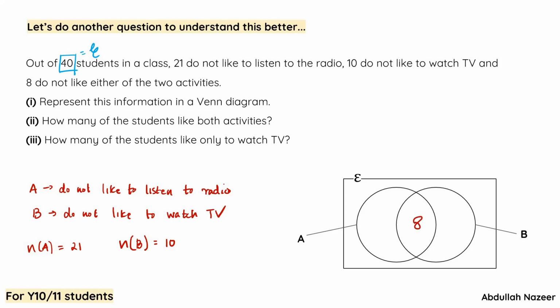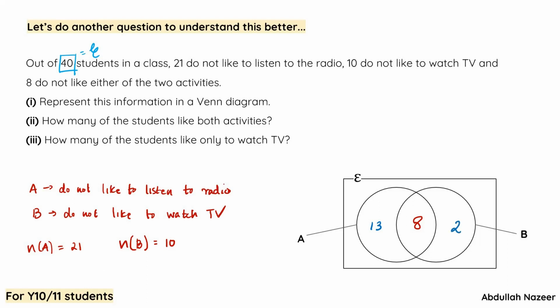Now using that answer, let's work our way outside. If NA has to have a total of 21, it already has 8. So this region has to be 21 take away the 8, which is 13, because only then 13 plus 8 gives me 21. And likewise NB should have a total of 10. We've already filled in 8, so there is 2 more.